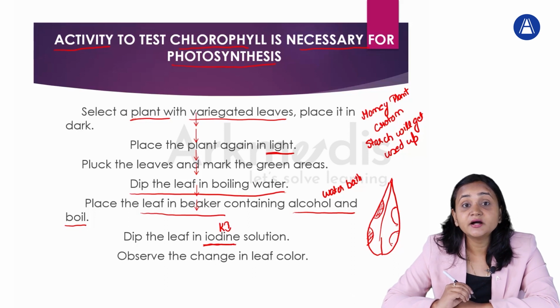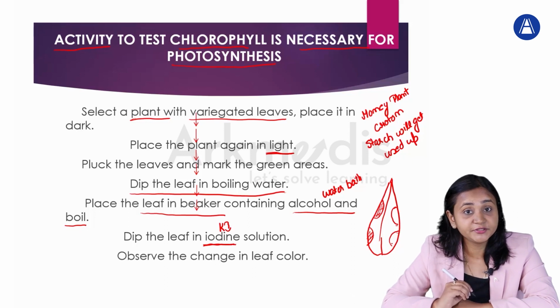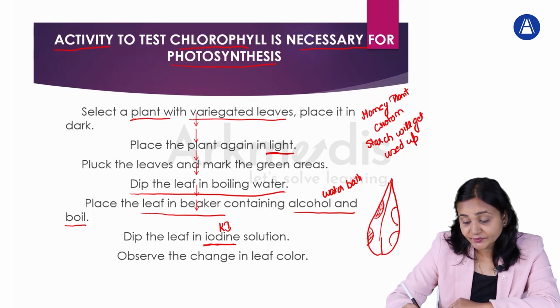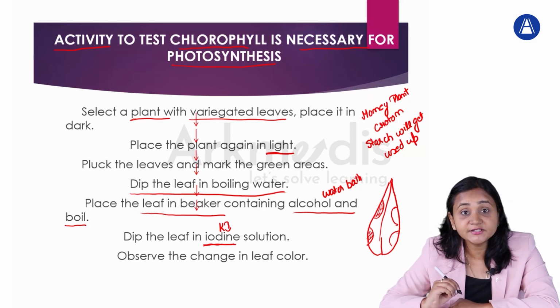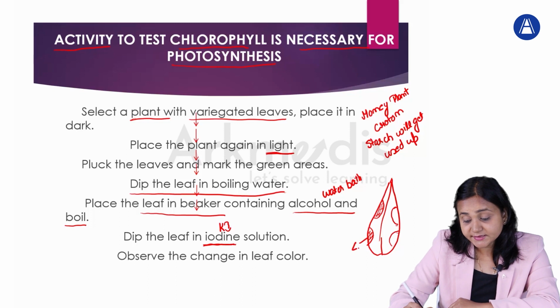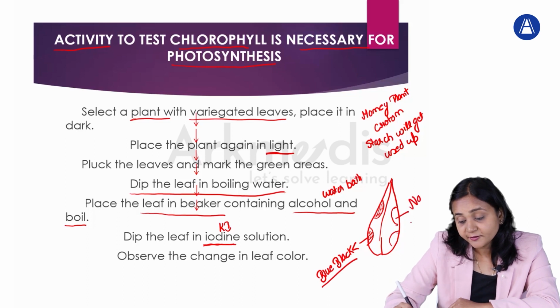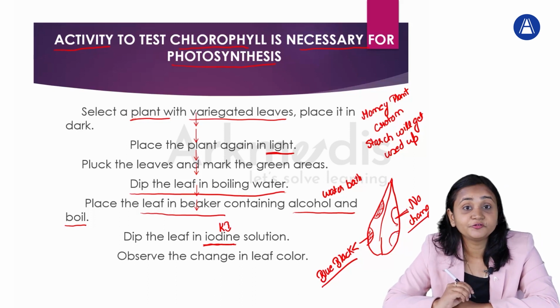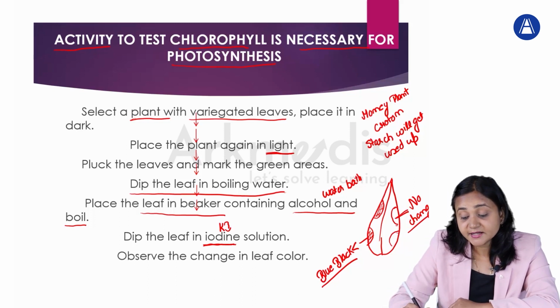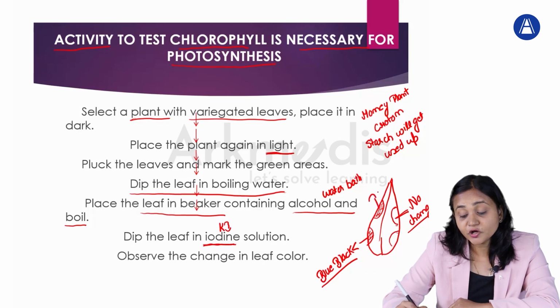After performing the iodine test, what will you observe? You will see these green areas. After getting dipped into the iodine solution, these will turn blue-black, while no change will be observed in the color of these areas that are devoid of chlorophyll. Now, these areas were green because chlorophyll was present in them.